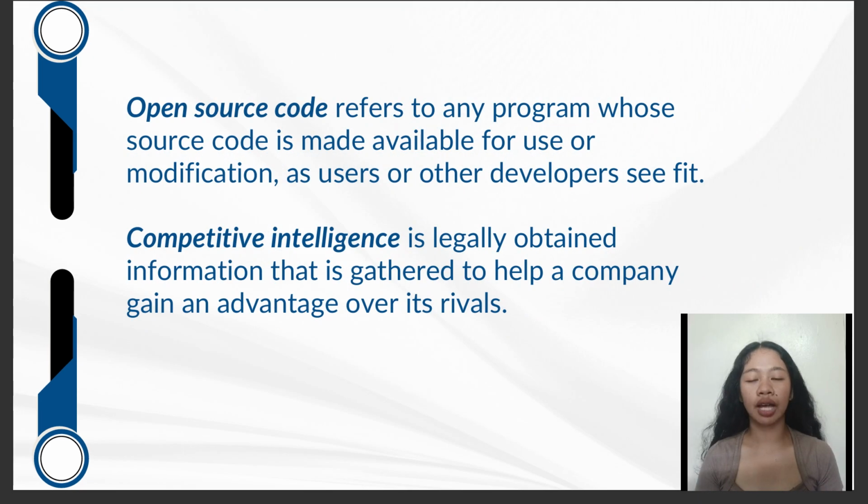Open source code refers to any program whose source code is made available for use or modification as users or other developers see fit. Competitive intelligence is legally obtained information that is gathered to help a company gain an advantage over its rivals. So, open source is about sharing your work so everyone can make it better. Competitive intelligence, on the other hand, is about watching your rivals legally so you can make better business decisions. One is about collaboration and the other is about staying competitive.